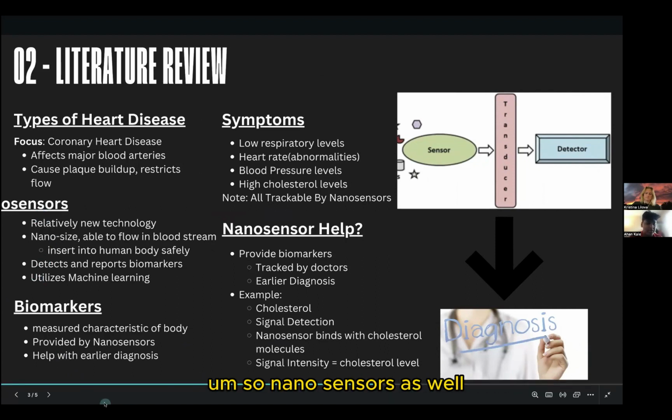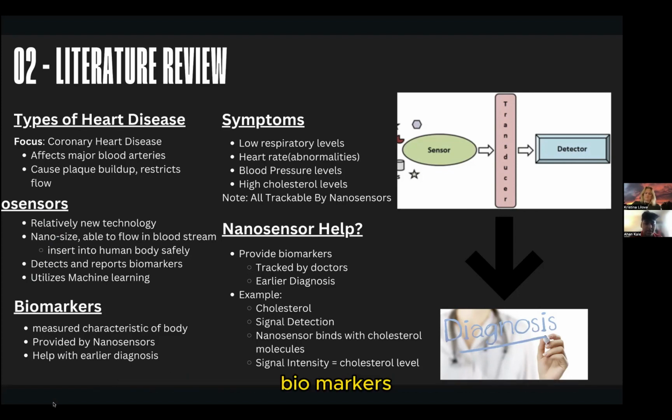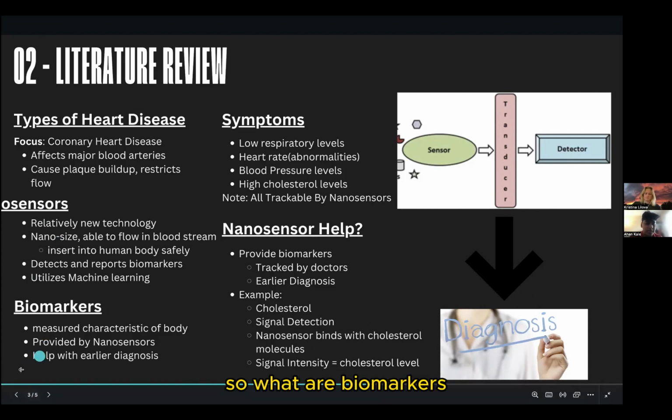So nanosensors as well. Nanosensors are a relatively new technology and they're quite minuscule, so they'll be able to be inserted into the human body. And their main purpose is to detect and report biomarkers, and they utilize machine learning to recognize certain levels that are higher than expected. So, what are biomarkers?